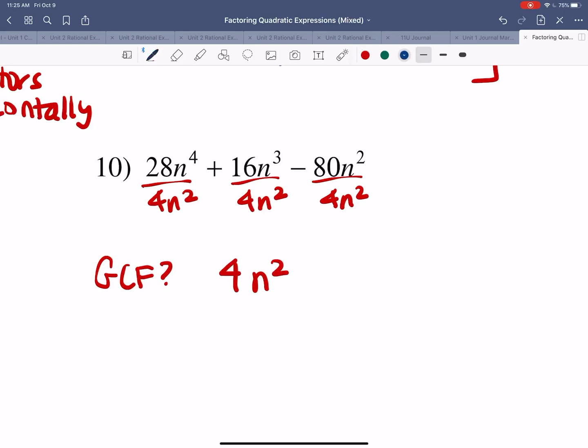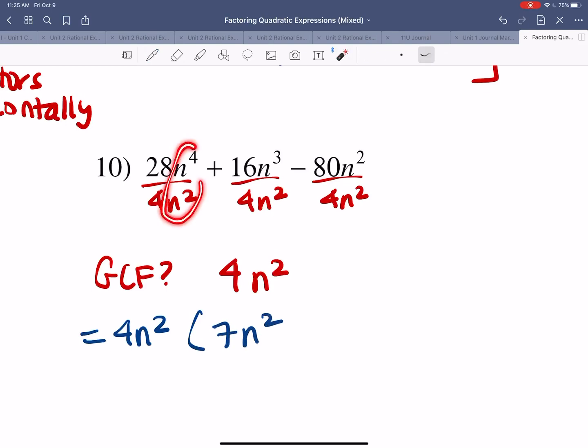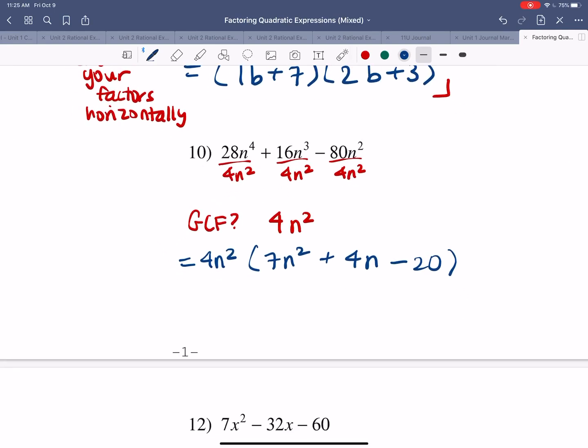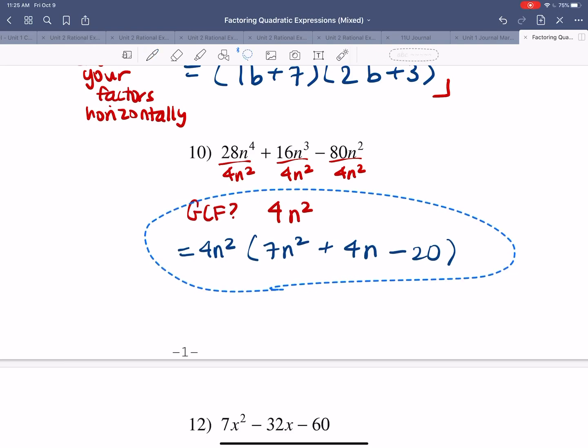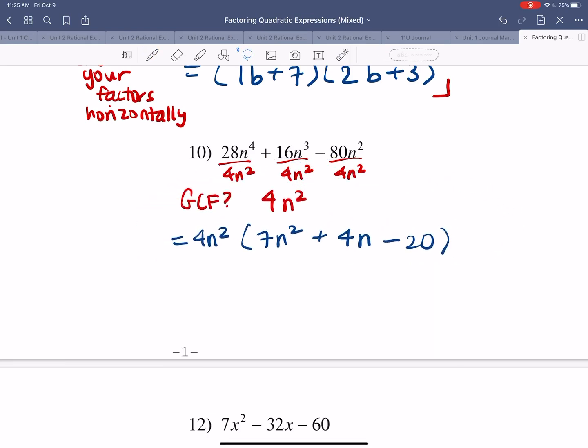When we do that, we have 4n squared, bracket, 28 divided by 4 is 7. That's going to be n squared, because when you divide terms and they have the same base, you subtract the exponents by the exponent law. Next we have 16 divided by 4, which is 4. n cubed minus the 2 on the exponent is n. 80 divided by 4 is 20, but it's going to be a minus 20. Are we done? No. We have a trinomial, so we want to factor this.